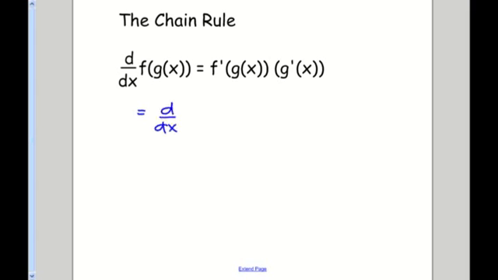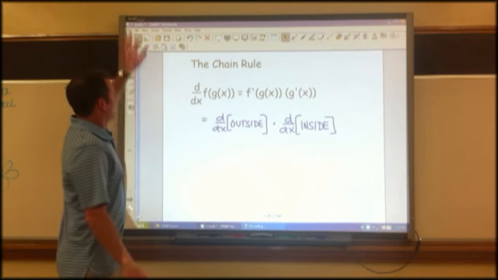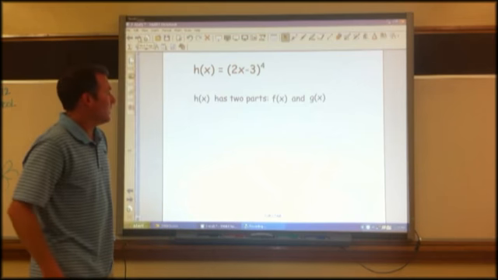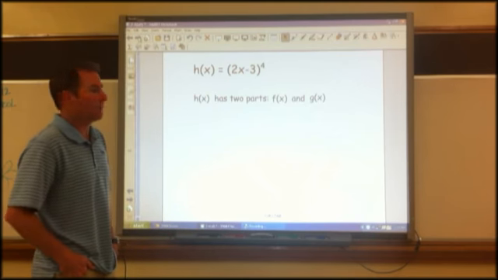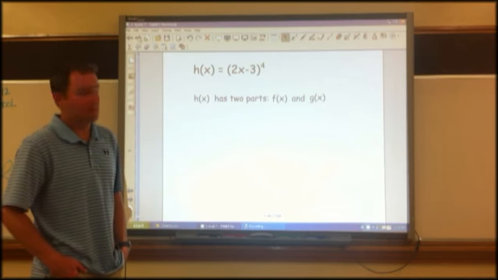It's the derivative of the outside times the derivative of the inside. So here's an example of a problem. I've got 2x minus 3 to the 4th power. I want to find the derivative of this, but I don't want to FOIL the whole thing out 4 times.